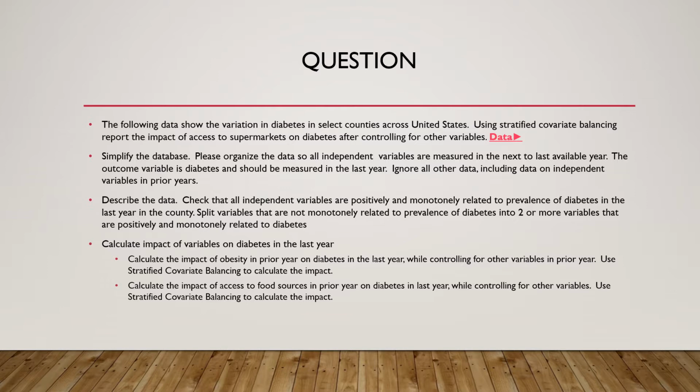So here's the question we'll be solving. In this question, we have been provided a data set which has the variation and databases in a few counties across the United States. We have been asked to use stratified covariate balancing to report the impact of obesity and access to food sources on diabetes by controlling for other variables. The data is an Excel file. Once you click on the link, it will be downloaded on your system. And in the next step, we shall import this Excel file into RStudio.